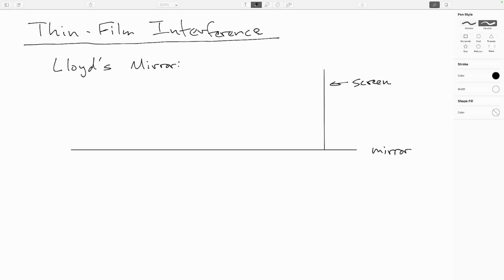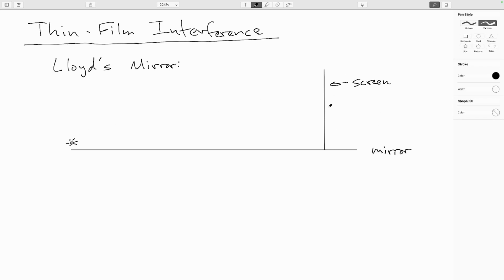Last time we took a look at Young's experiment, which is also known as two-slit or twin-slit diffraction. Now here I want to introduce an experiment due to a fellow by the name of Lloyd, known as Lloyd's mirror. The idea is you have a mirror like this, and you've got a screen here. Now what you do is you put a light source just right there, pretty close to the mirror, like so.